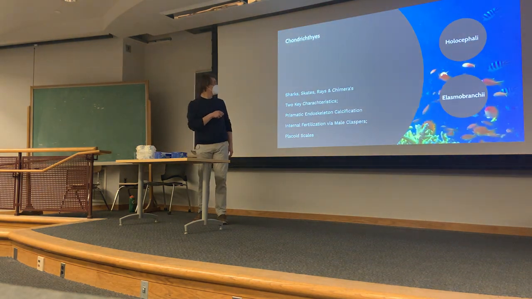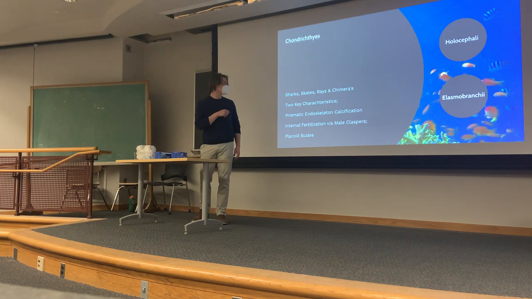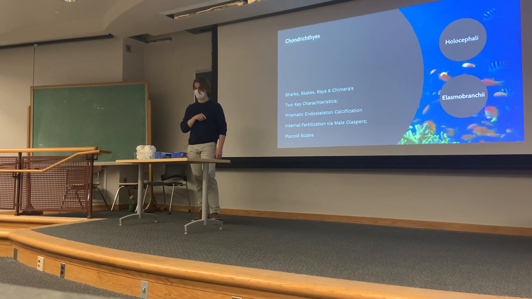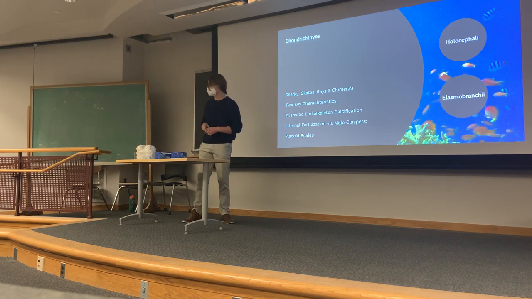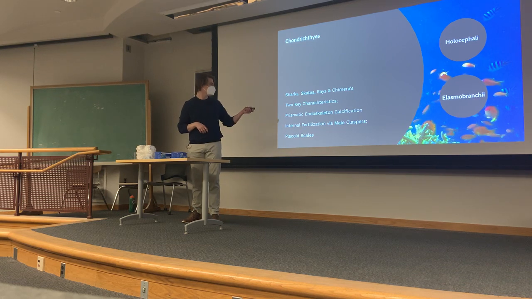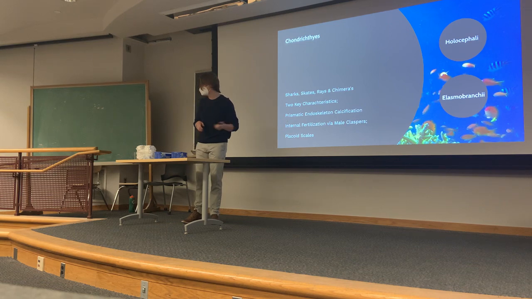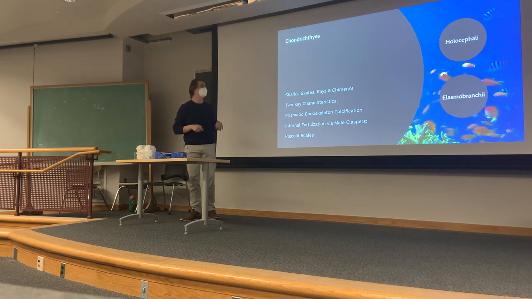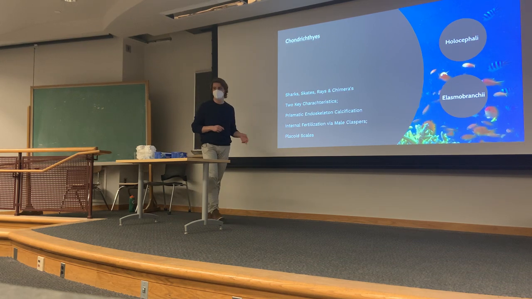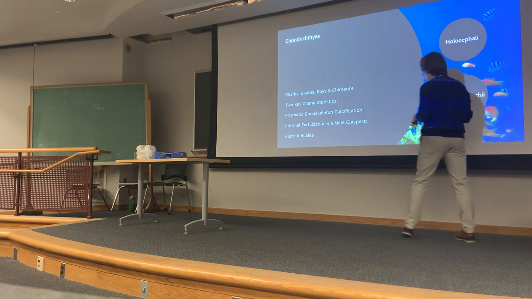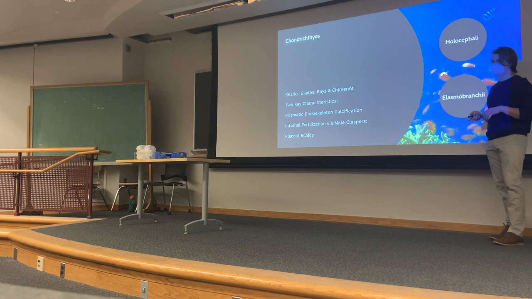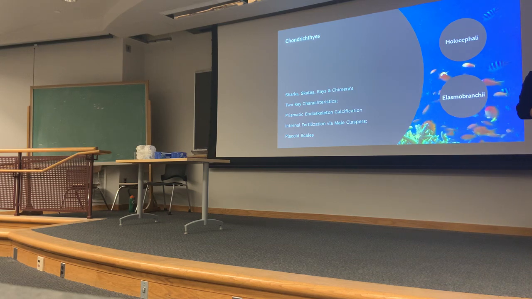So chondrichthyes are sharks, skates, rays, and chimeras. Tom showed a really cool video of a chimera in class the other day, and I think I'm going to have a video, but it shows a more stereotypical chimera. And there are two key characteristics that distinguish chondrichthyans from bony fishes, and the first is the way that their skeleton calcifies.